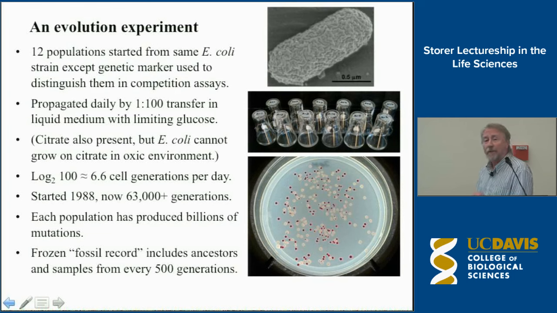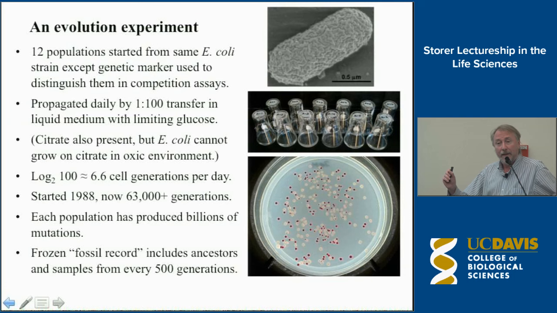They differ, however, in that six of the populations have one state of a genetic marker, and six of them have another, different state of the genetic marker, which has no consequences for how they grow in the liquid environment, but it affects whether they make red or white colonies on a particular kind of petri dish. And that allows us to do experiments like to compete a white population against a red population and be able to tell them apart.